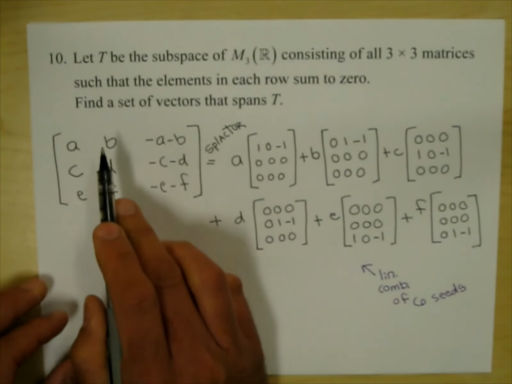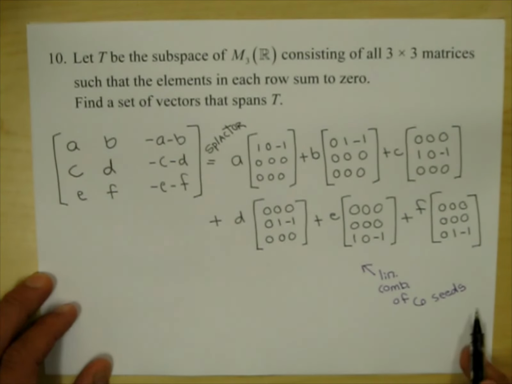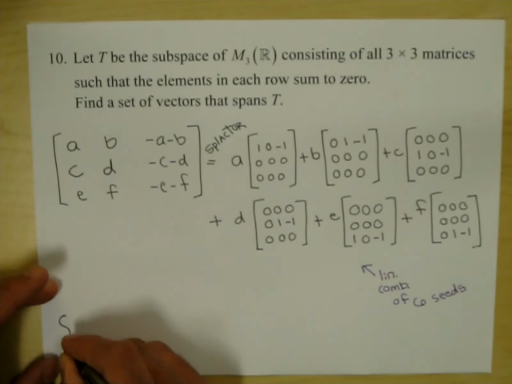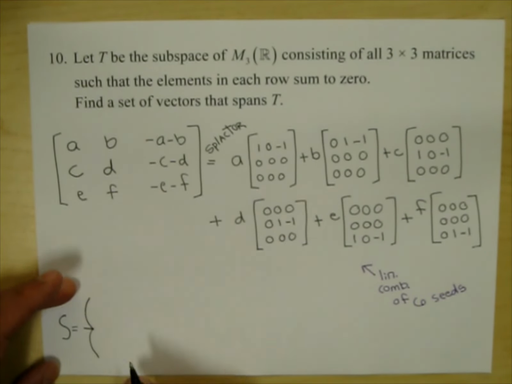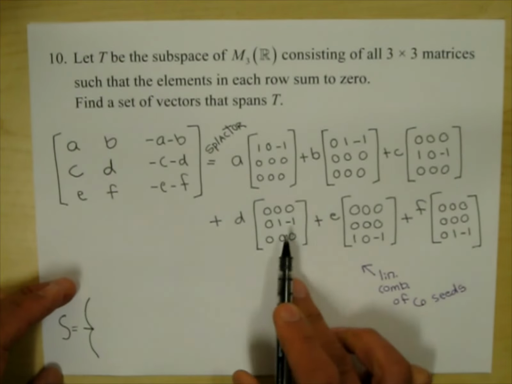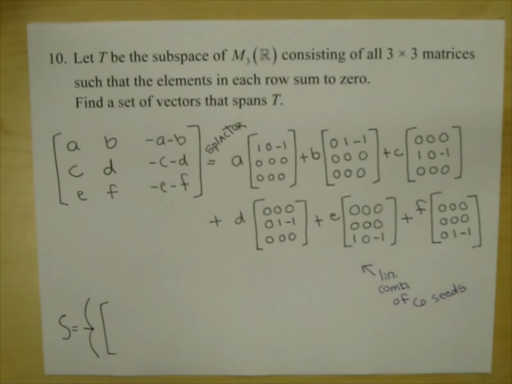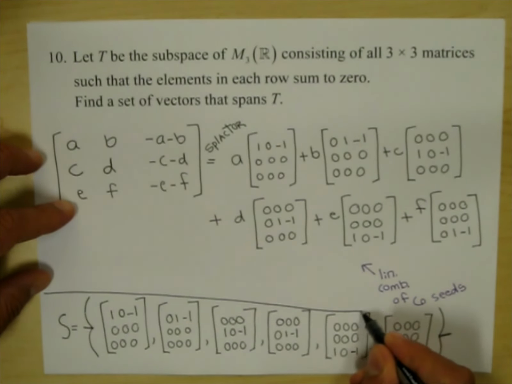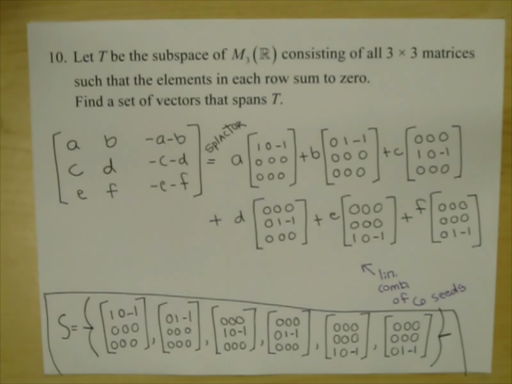So what do they want us to find? They want us to find the set of vectors that spans T. They want us to find the 6 seeds. So to find the 6 seeds, I'm going to go ahead and write my set like this. S equals, and then I'm going to write out all 6 of these matrices again. So I'm going to pause the video. Okay, there it is. I wrote it all down. I'll box my answer. So we found the set of vectors that spans T.